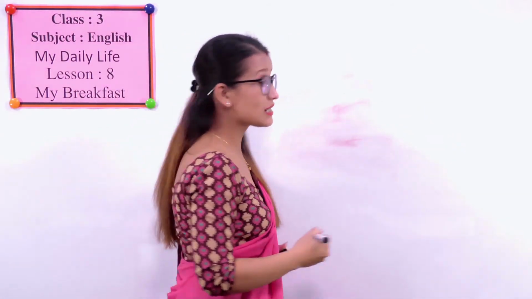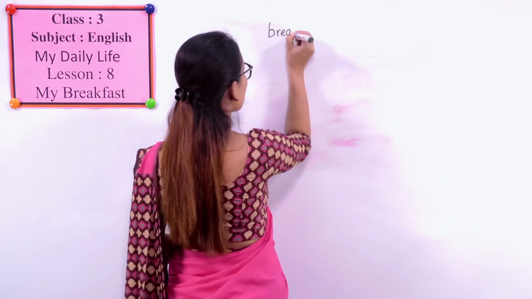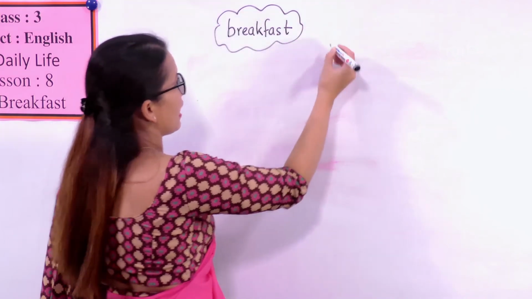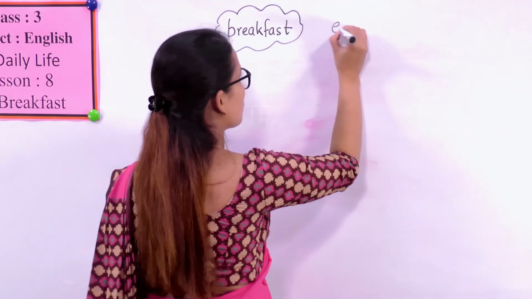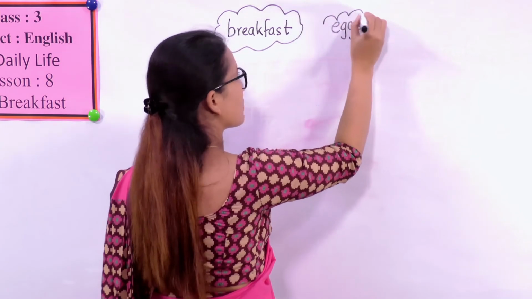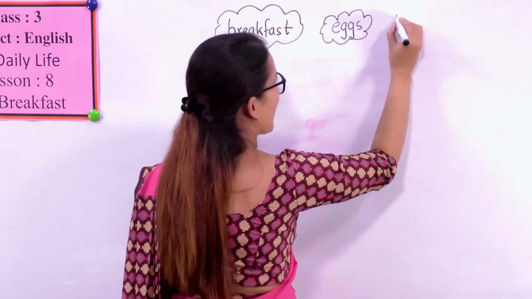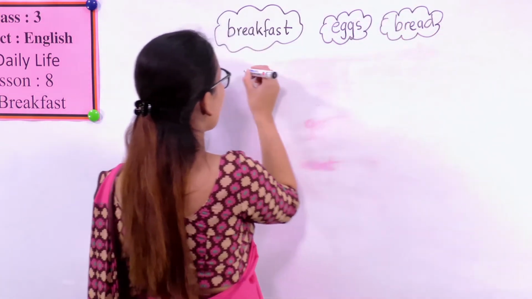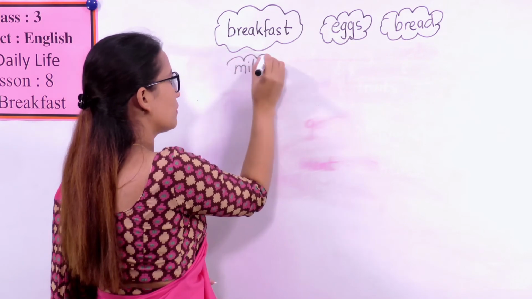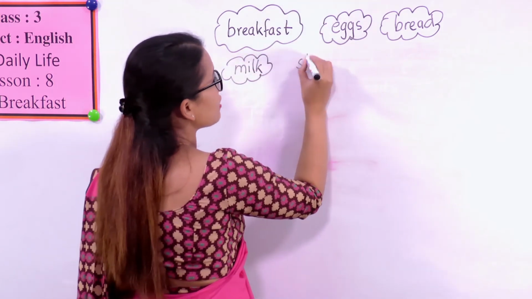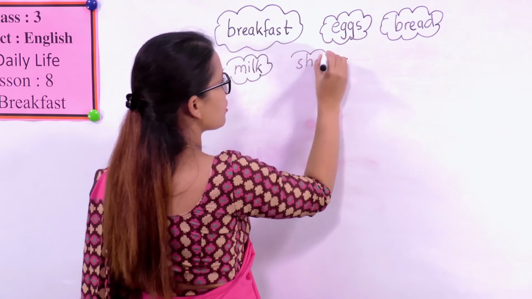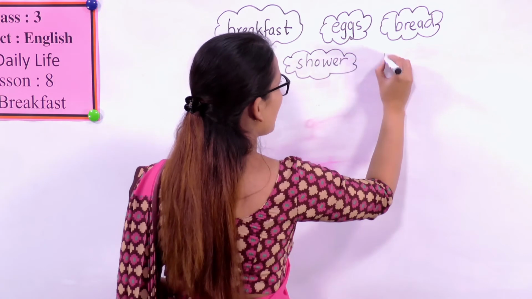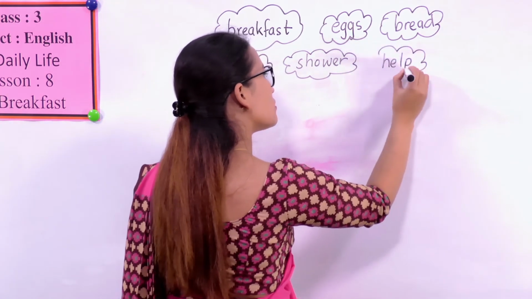You can use words like breakfast. And in breakfast, what do you eat? Egg. Okay, suppose egg. I will write about my breakfast. Eggs. And I eat bread also. You can use the name of the food, or drink also. Milk also. I drink milk also. But before that, I take a shower. Before all this, I take a shower. Then I help my mother also to clean the dishes.